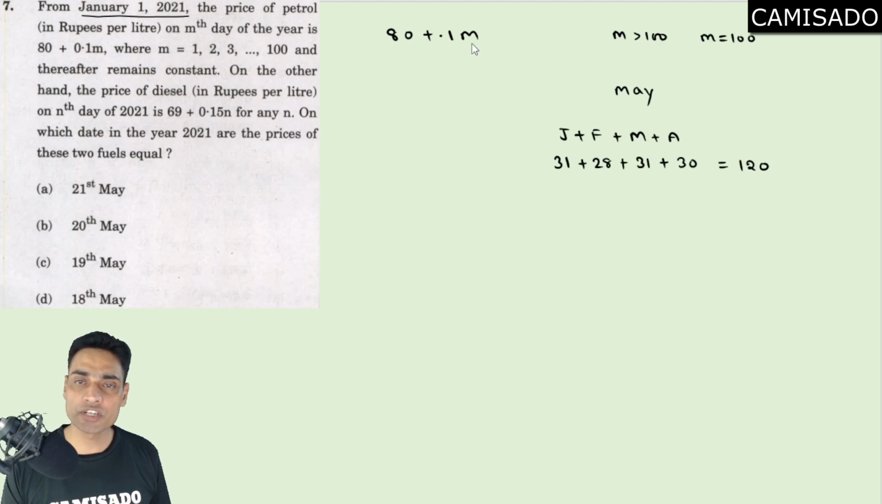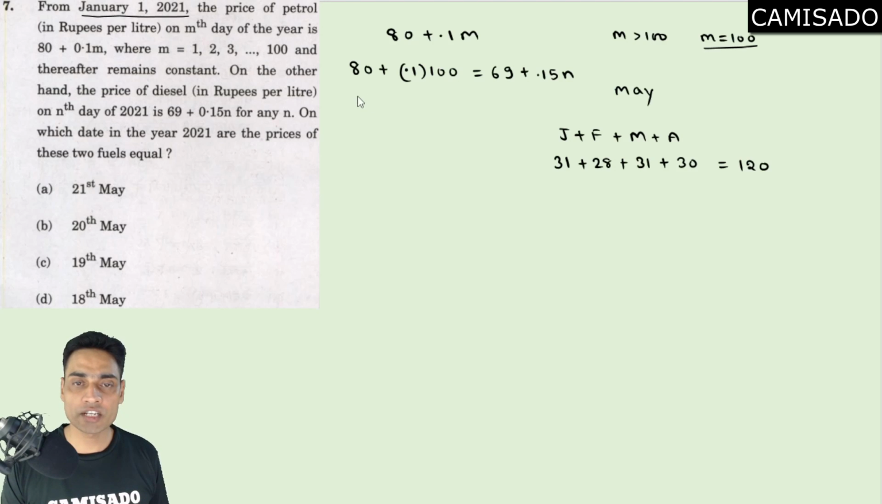So friends, what we can do here is, we have seen that in the month of April itself the value is 120, which is greater than 100. So ultimately you can take m equals 100 in this particular case. Fine. So 80 plus 0.1 times m, I am taking 100. Now this should be equal to 69, the price of diesel, plus 0.15 n. From here I will calculate the value of n basically. My target is to calculate the value of n.